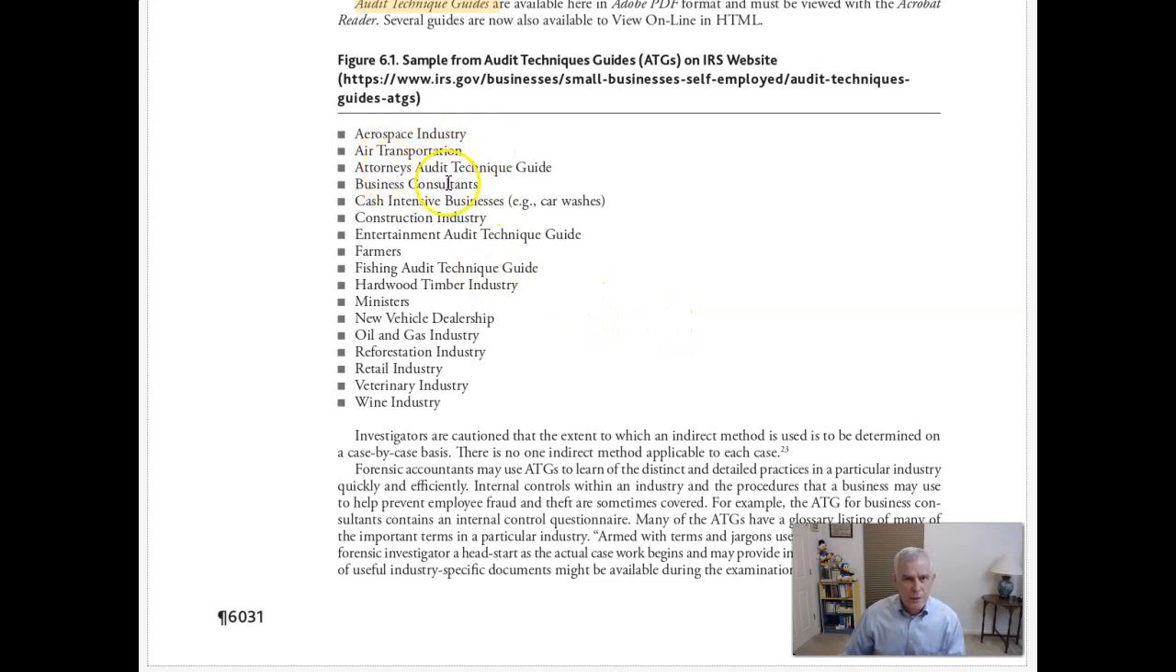Aerospace industry, transportation, attorneys, consultants, entertainment, farmers, retail industry, and so forth. Veterinary guide, wine industry. So if you're a new accountant and you get a client who is involved in one of these areas and you don't know much about that area, get this guide. These guides are online. Go get the guide, read it, and that will bring you up to date very quickly on that area and really help you with dealing with that taxpayer.